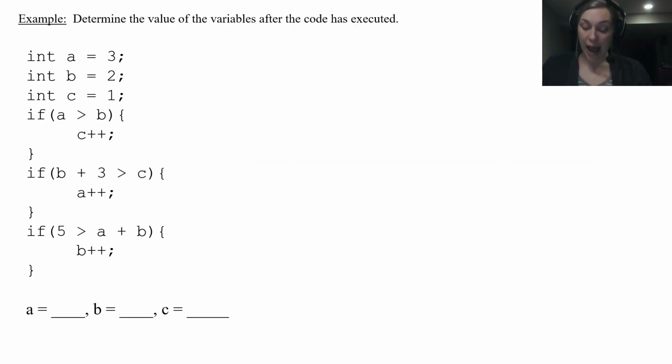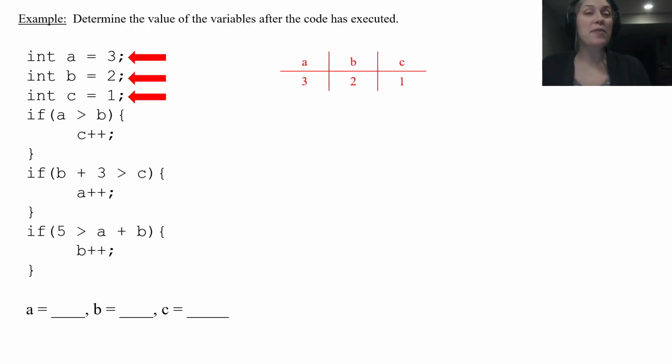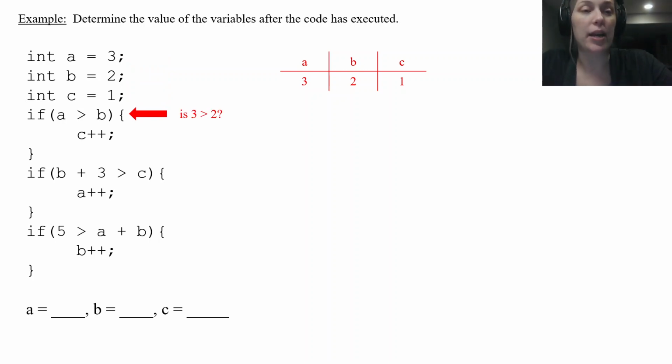Okay. Let's look at a couple more examples. These are going to have a few more things we have to keep track of. So we're going to start off this example with the values of A, B, and C: 3, 2, 1. And then we're going to start comparing some of these. So if A is greater than B, the value of A is 3, value of B is 2. Is 3 greater than 2? That's true.